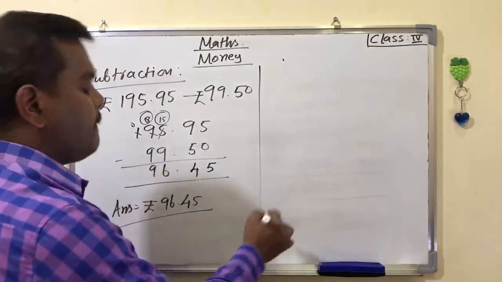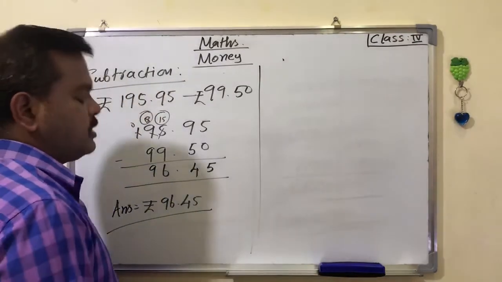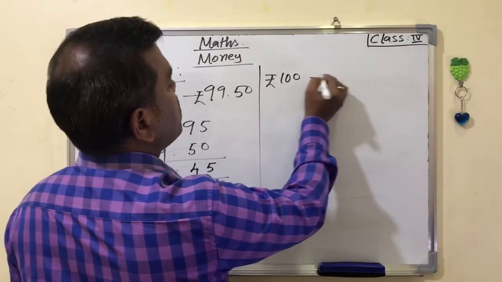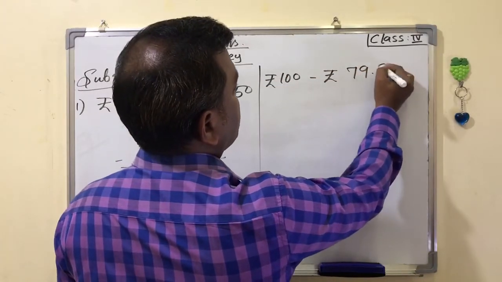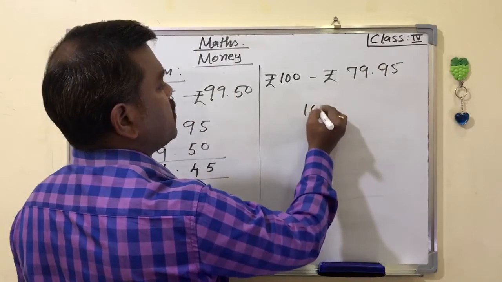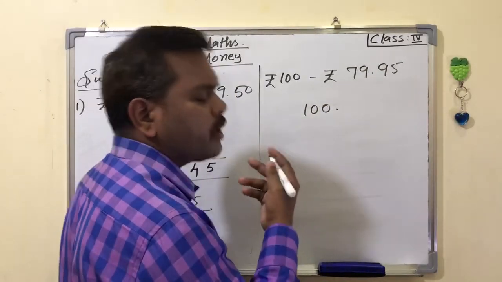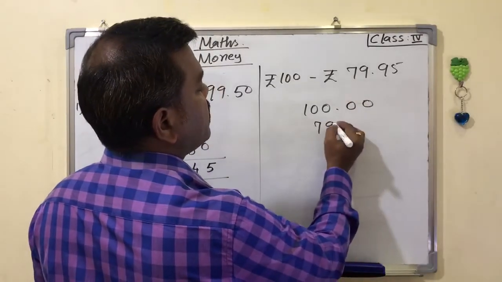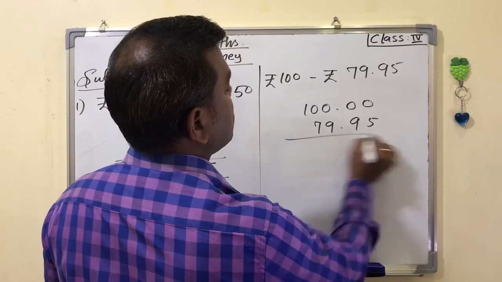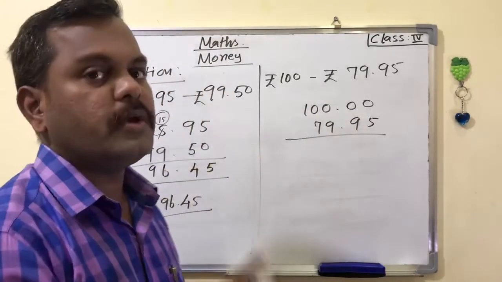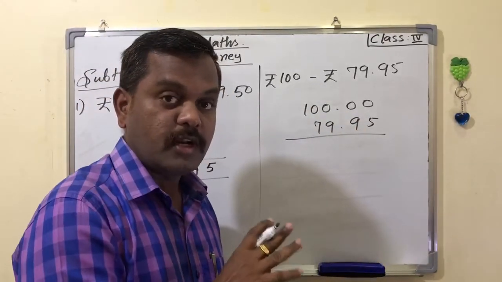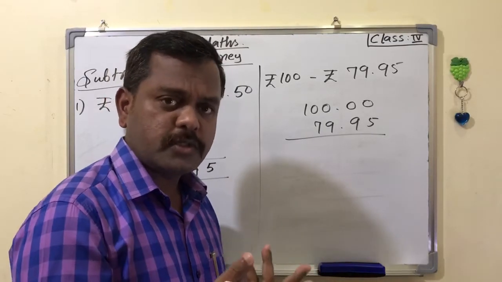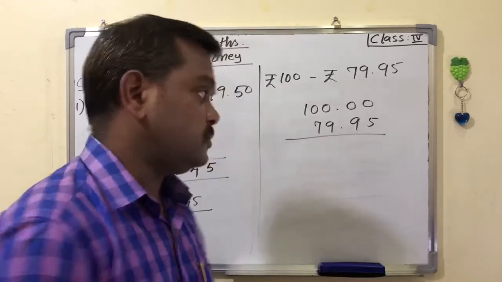Okay, one more question. Subtract 100 minus 79.95. 100 rupees minus rupees 79.95. 100 rupees, where is the paisa? You can add 0. Put 0, no problem. 2 zeros. Okay, then 79 rupees 95 paisa. If paisa is not mentioned, you can put 0. Same like our decimals. In decimals also we put 0 if there is no place after the point. Same we can follow here also.